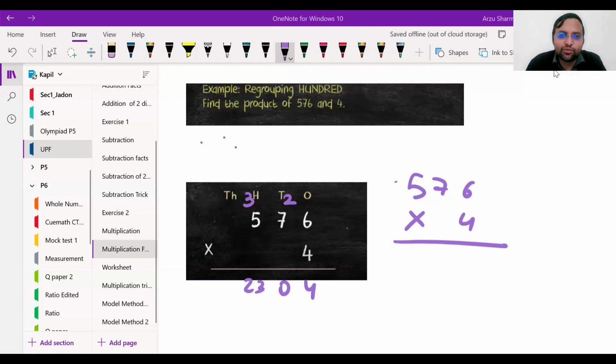4 times 6 is 24. So 4 will be placed here and 2 will be carried over. Okay. Then we'll multiply 7 and 4. 7 times 4 is 28 plus 2. So 30. 0 and 3 will be carried over. Then 4 times 5 is 20. 20 plus 3 is 23.